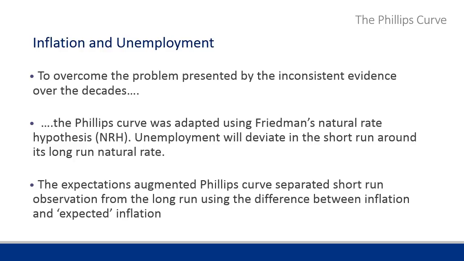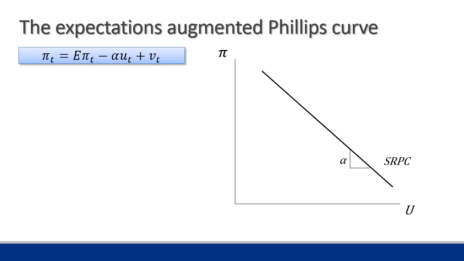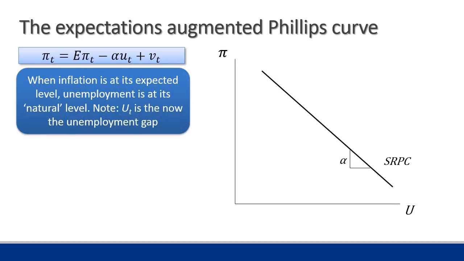So we can separate the Phillips curve, and we call this the expectations augmented Phillips curve, that allows now for expected inflation rather than inflation in the previous period. Now we replace pi t minus 1 with the expected inflation, pi e t. It's the expectations augmented Phillips curve. We also replace u t with the unemployment gap.